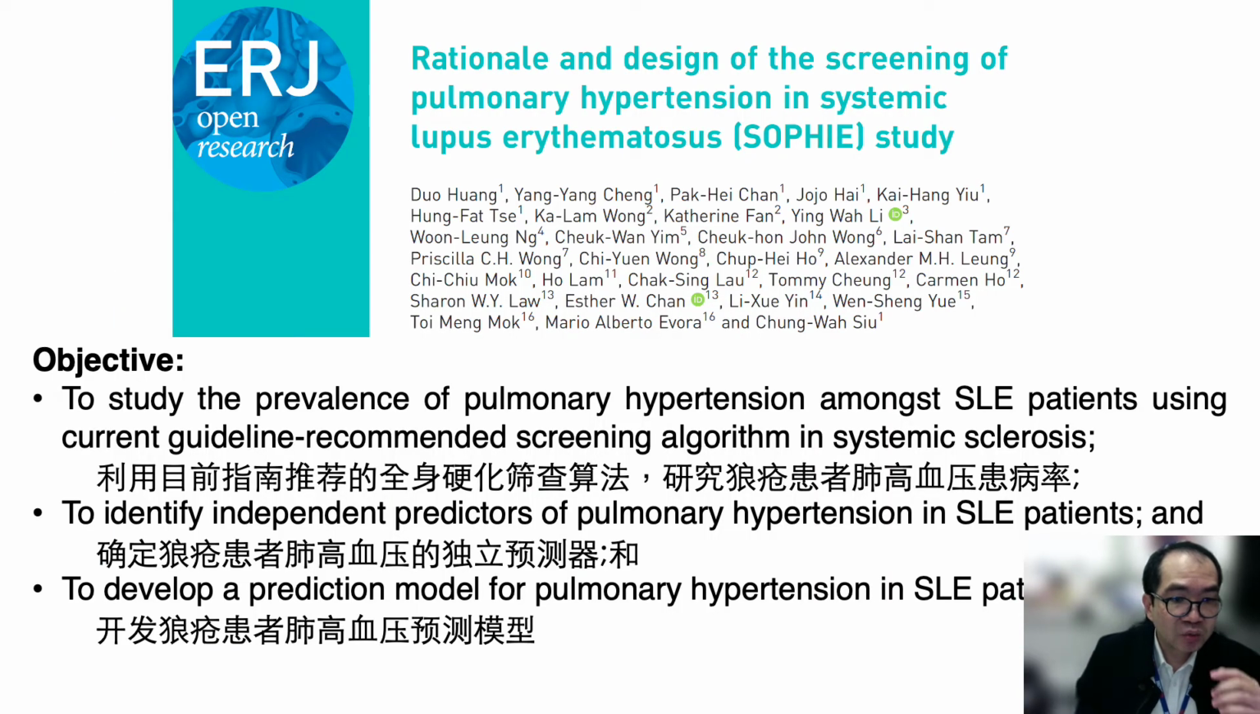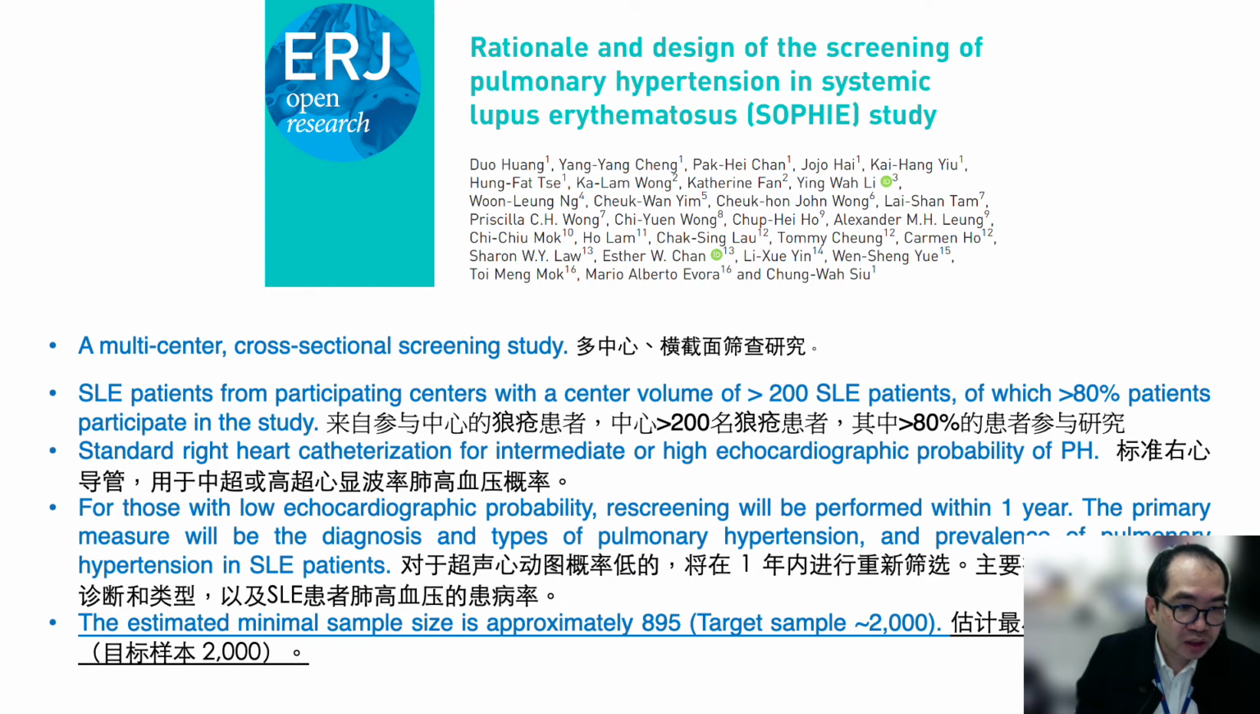And this is one of the studies that we have initiated. This is called the SOFI study. It's a screening for pulmonary hypertension in systemic lupus erythematosus patients. In fact, many of my colleagues in Hong Kong, Macau, and also mainland China have been participating in this study. What we want to do is a cross-sectional multi-center screening study to pick up patients with pulmonary hypertension in patients with SLE. The estimated sample size is around 800, and we hope the target sample could be more than 2,000 in order to increase the representativeness of the condition.